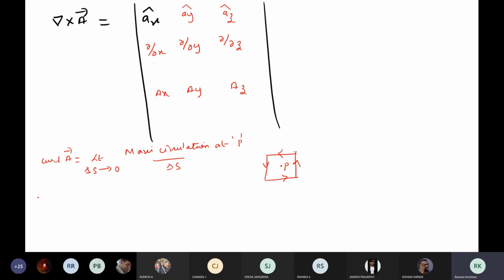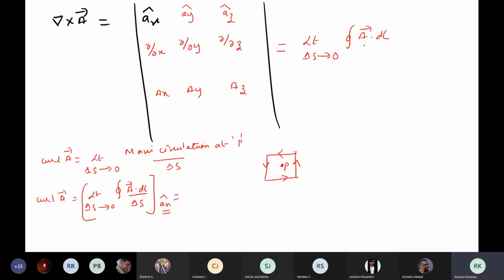So I can write this in a mathematical expression as the limit as delta S tends to 0. That means we want it to become a point area. A dot dl divided by delta S, and this depends on direction, so AN cap. This is also equal to the limit as delta S tends to 0 of the integral of A dot dl. The total flux circulating about a given surface is called the curl of a vector.